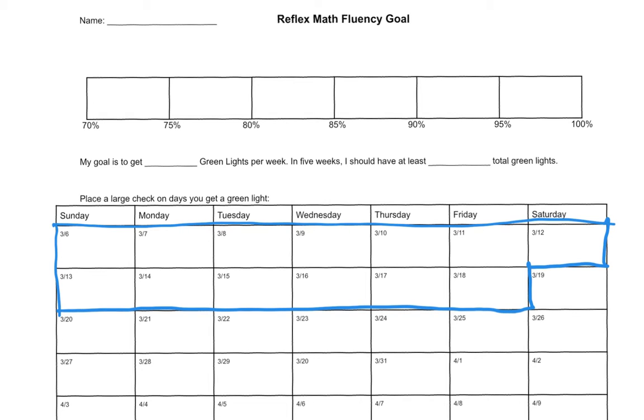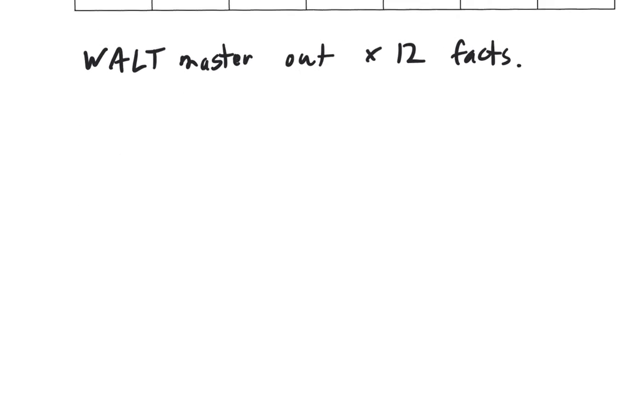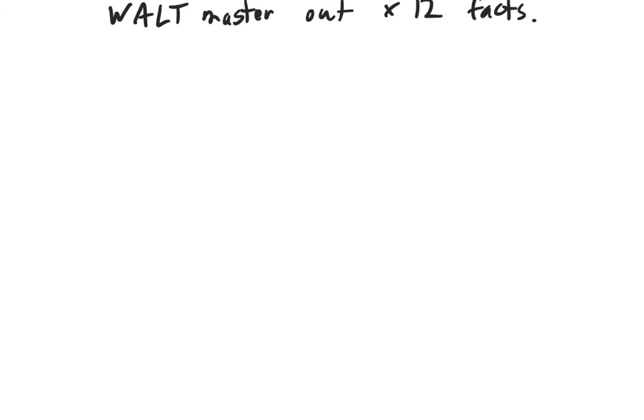So the lesson today is going to be about one of the facts that most every one of you needs to work on, which is times 12. So today we're going to learn to master our times 12 facts. You can write that in your math notebook, or if you don't have it, a scrap piece of paper is fine. And first I want to look at the pattern of the products for times 12.